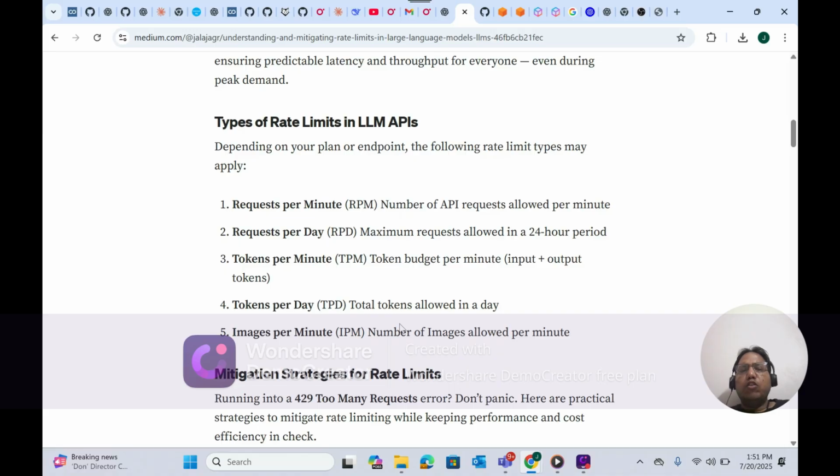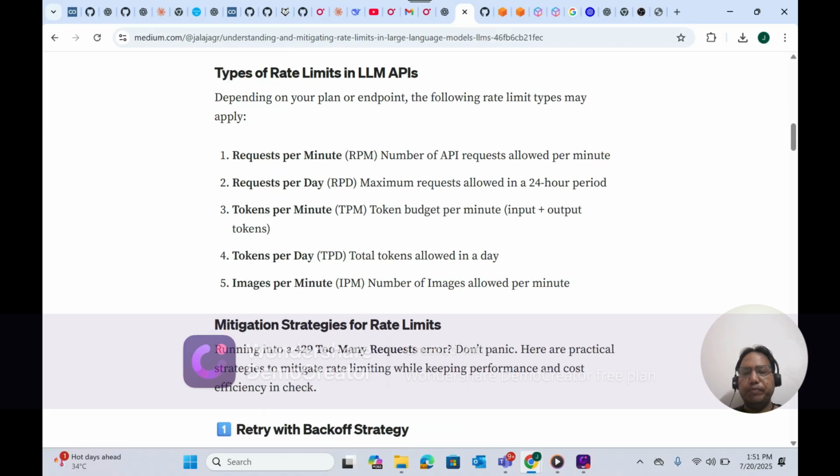So these are the common top five things they use for the rate limit. There are multiple reasons, but these are the basic ones. As I told earlier, these depend on the model and the company. So now we have discussed the reasons and how they apply the rate limit. Now we are going to discuss how to mitigate it.